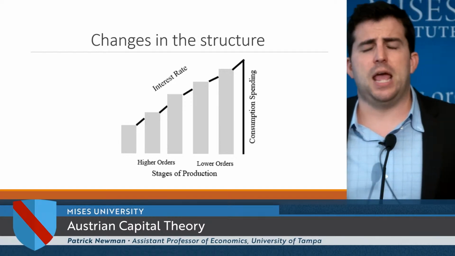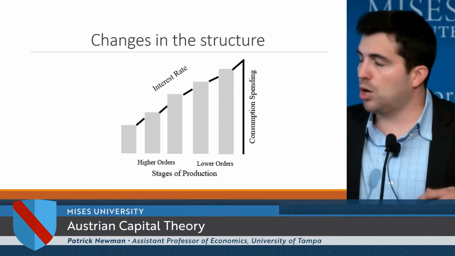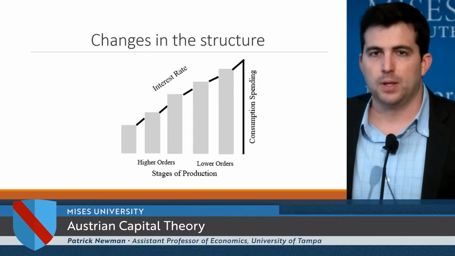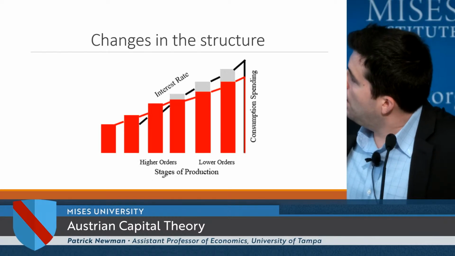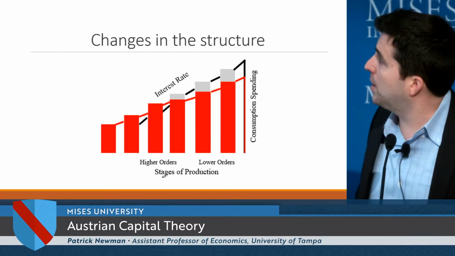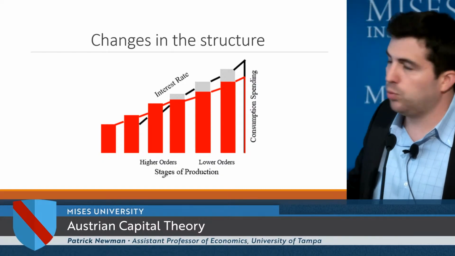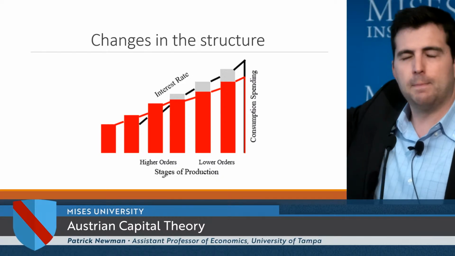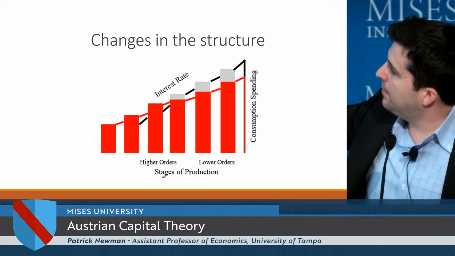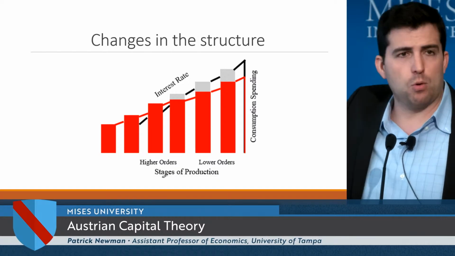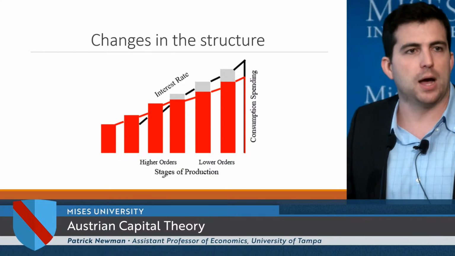And so let's say people save. Let's say people reduce the amount they spend on consumer goods, and they're going to save it, and it's going to be invested. Again, we could spend a lot of time talking about this, only have so much time, but what basically happens is the structure of production changes. So the red is the new structure of production, and the gray is the old one. So consumption spending goes down, and the money that's earned in those lower orders goes down. At the same time, more money is invested in the higher orders, and new stages are created, so the amount of money put in those higher orders goes up.